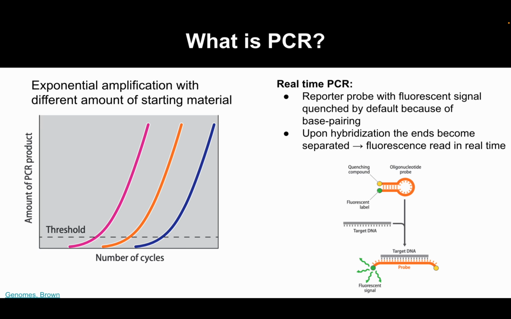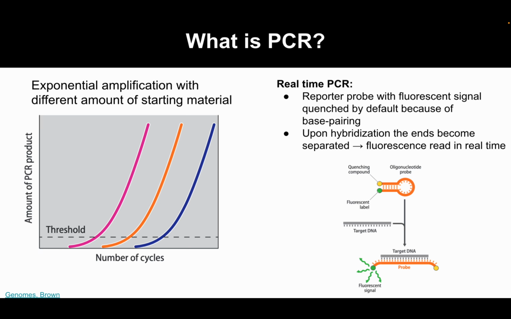If I want to do this in real time, I have to do some more innovation. I have to be able to see this thing in real life rather than have to wait for 30 cycles to happen. So what you do is you take a reporter probe. This is your usual, which is called a probe, which is basically similar to your primer, but you have a fluorescent label attached to it.